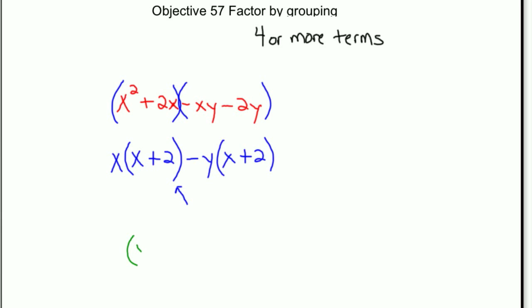These both have a common factor of x plus 2. So I can factor out the x plus 2 and be left with the x minus y. So our final answer is x plus 2 times x minus y.